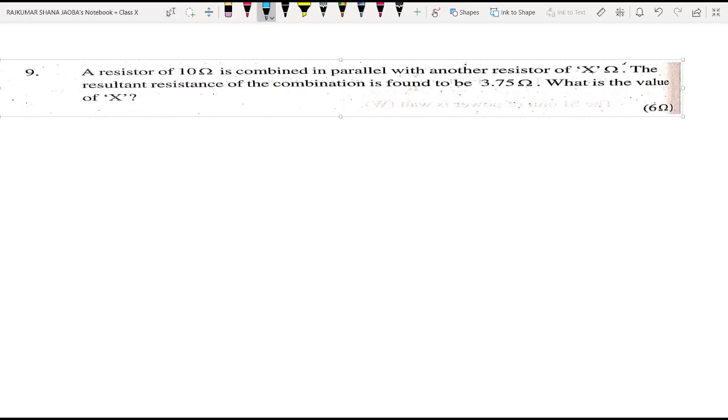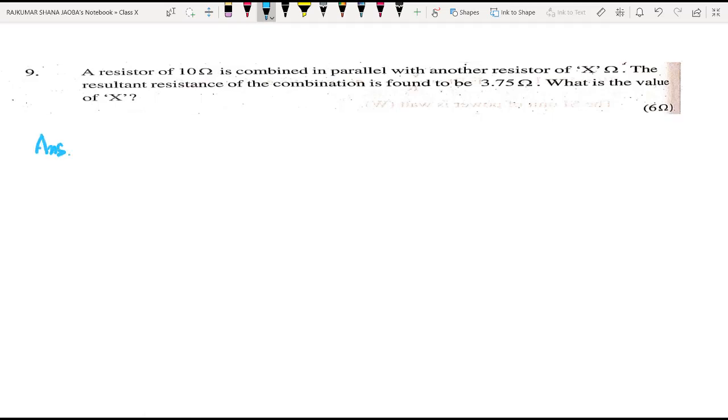Next question is: a resistor of 10 ohms is combined in parallel with another resistance of X ohms. The resultant resistance of the combination is found to be 3.75 ohms. What is the value of X?